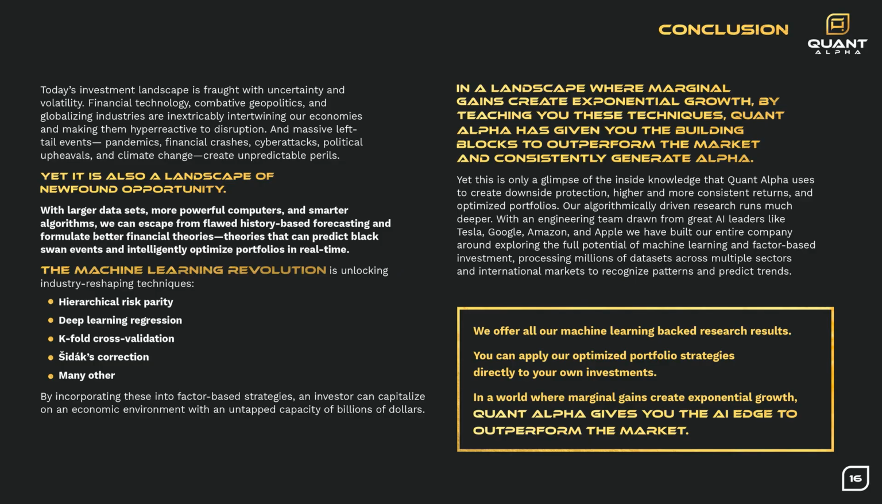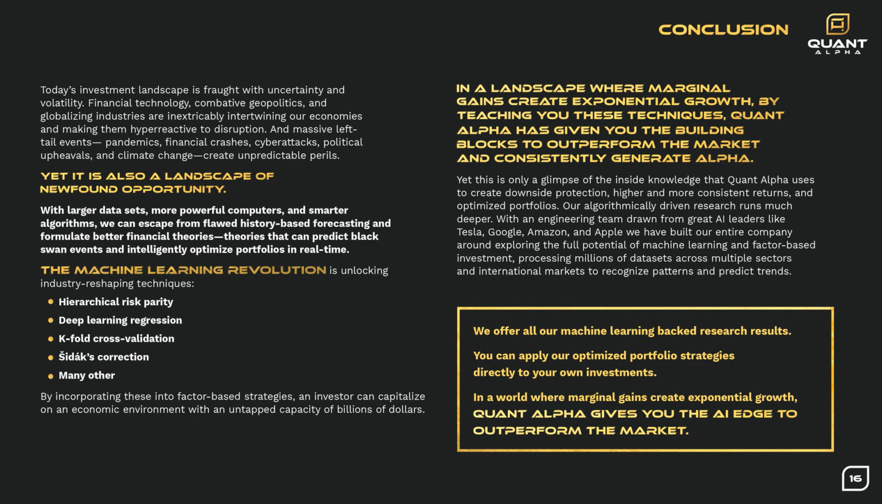Conclusion. Today's investment landscape is fraught with uncertainty and volatility. Financial technology, combative geopolitics and globalizing industries are inextricably intertwining our economies and making them hyper-reactive to disruption. And massive left-tail events, pandemics, financial crashes, cyber attacks, political upheavals, and climate change create unpredictable perils.